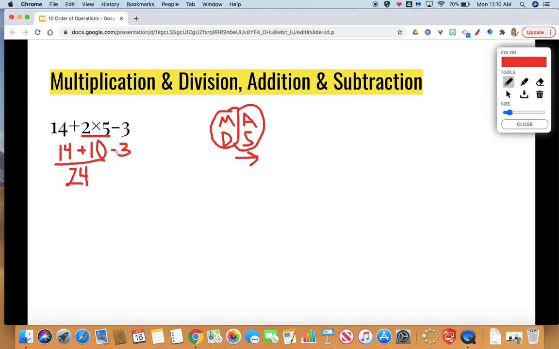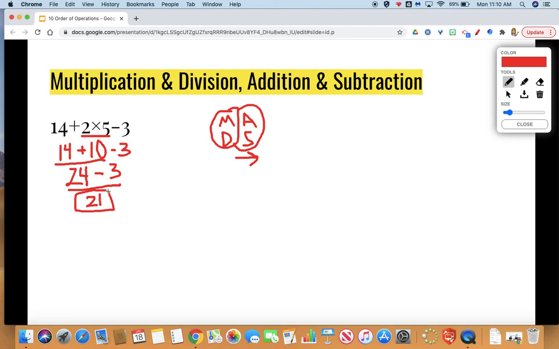Put that answer below, and then I bring down my last step, which is subtracting 3. There's nothing left in my problem except for this subtraction, so I'm going to go ahead and subtract 24 minus 3 to get 21. That is our expression after we've evaluated, 21.